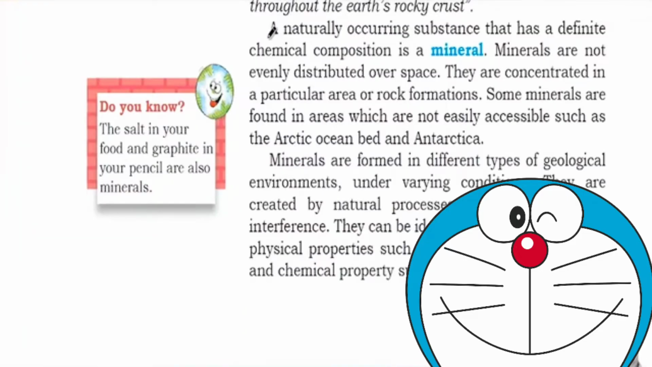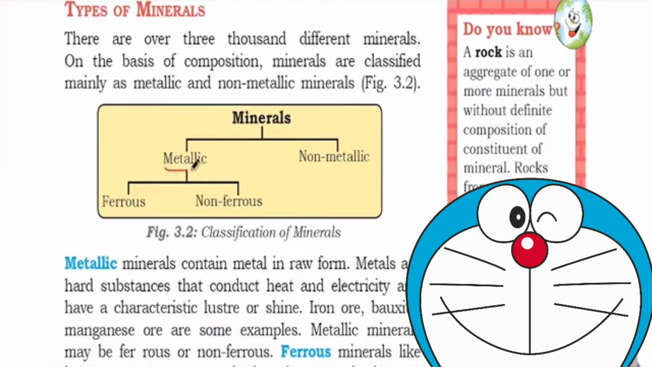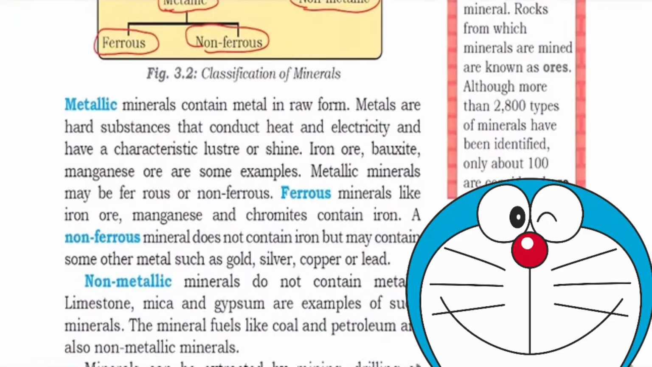Any naturally occurring substance which has a definite chemical composition is called a mineral. Salt or graphite in a pencil, everything is called a mineral. Now within this there are two types. One we call metallic minerals and the other non-metallic minerals. Metallic minerals can be divided into ferrous, which has iron content, and non-ferrous. The classification is rarely asked, but preparing for that is still very important.